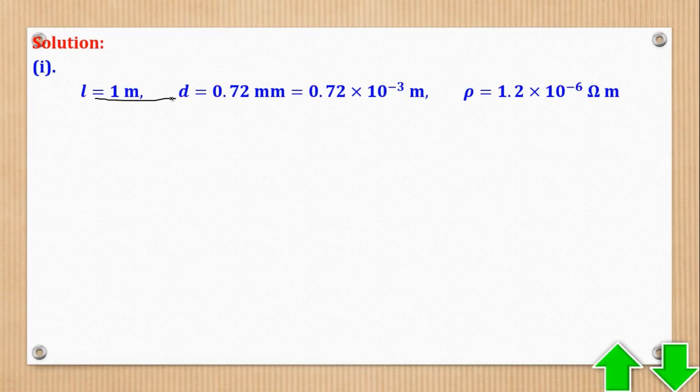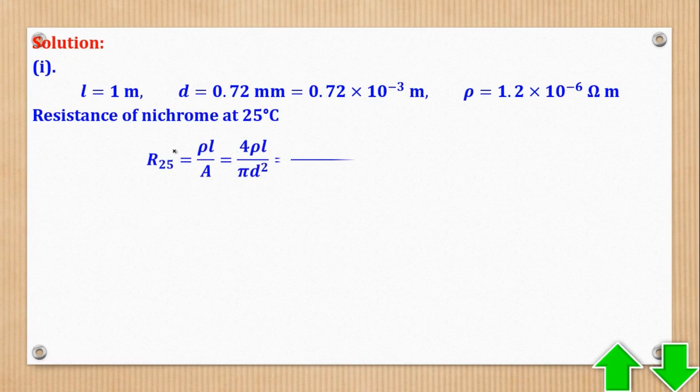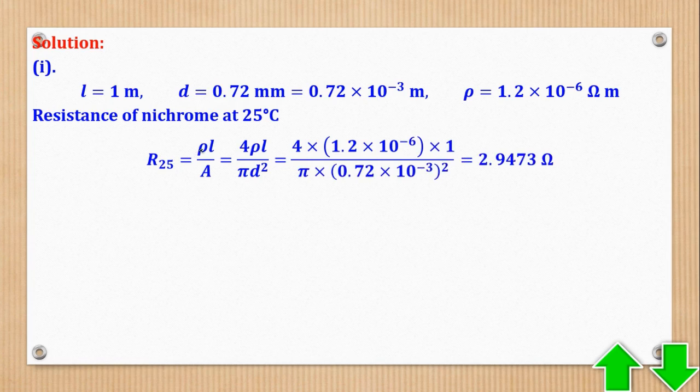We are given that L is 1 meter, diameter is this, you change it to meters, and the resistivity is that. So resistance of nichrome at 25 degrees Celsius will be R25, which is resistivity times length over cross-section area. So this cross-section area is pi d squared over 4. So reciprocal will give you 4 over pi d squared. Then you substitute for resistivity, substitute for length, substitute for diameter. You will come up with a resistance as this at 25 degrees Celsius.